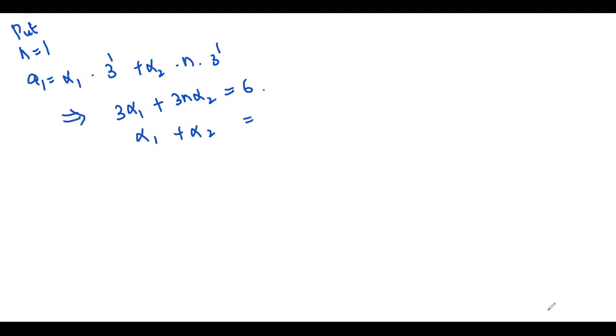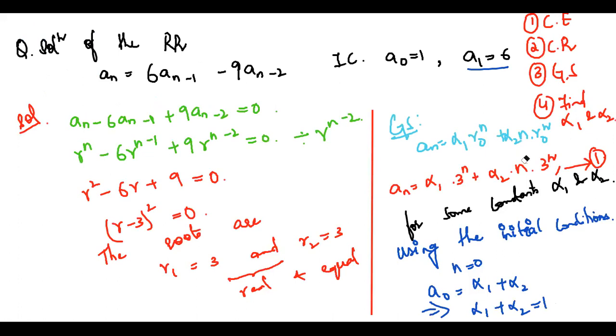Actually, I think I have made a mistake over here. When we put n is equal to 0 over here, then you will only get alpha 1. So let me just clear this part.